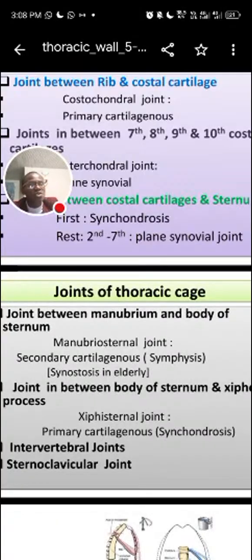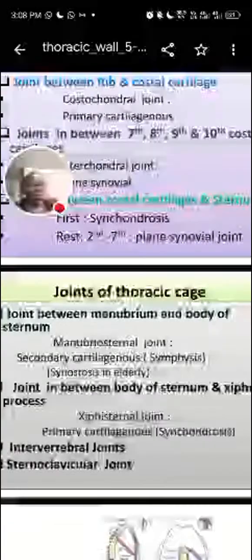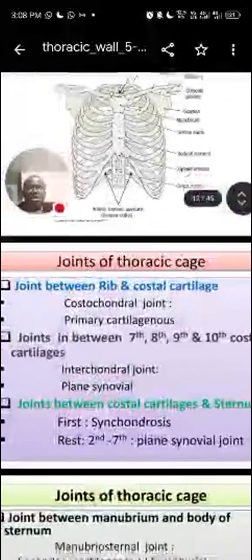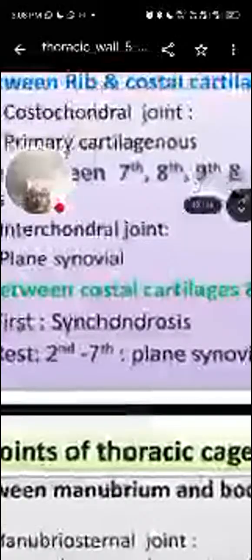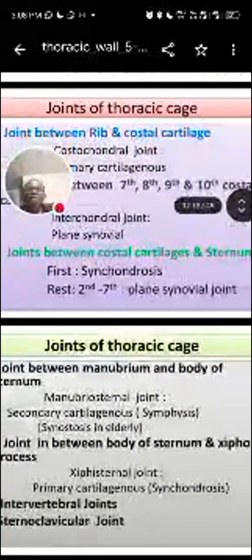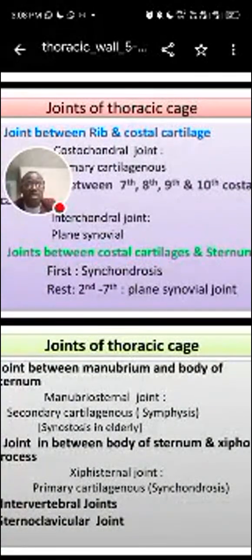Synchondrosis, SYN chondrosis. You can find it. Where do we find that synchondrosis? Good. Look at it. Zooming it in. Seeing it now? Synchondrosis. Now see how we are going slowly. We are not even slow, we're even fast in this one.